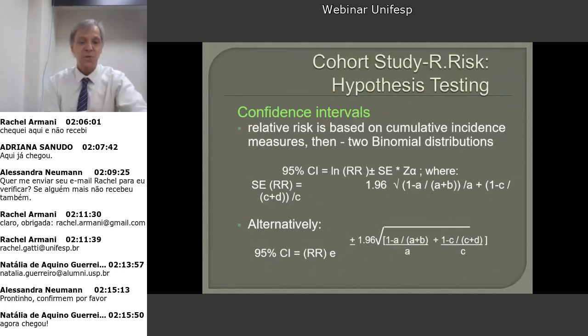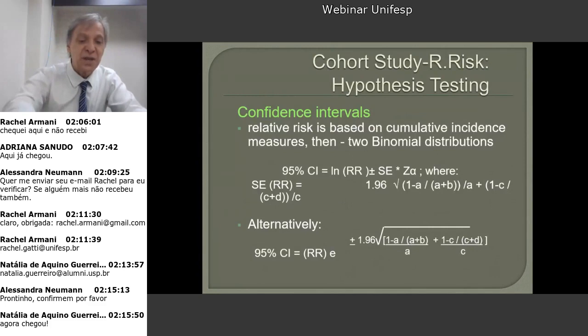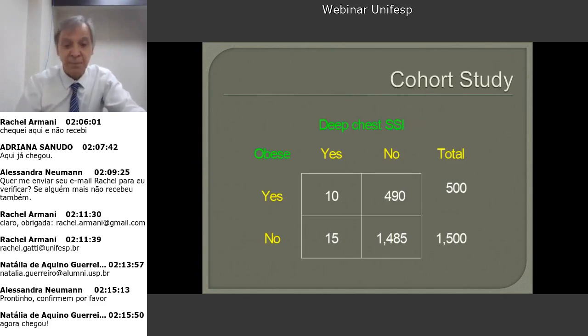It's the other side of the proportion. 1 minus the proportion is going to give you the other side. All this quantity divided by A, plus 1 minus C over C plus D, divided by C. Okay? And then you exponentiate this whole thing, plus or minus 1.96, and that is going to get you the confidence interval you need.